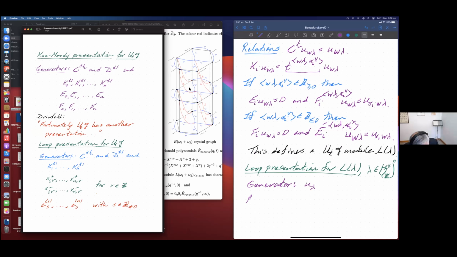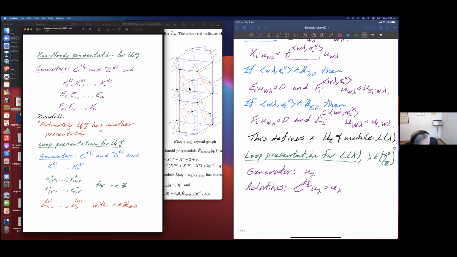Okay, so what are the relations for this module? So first of all, it's level 0. So that means that C acts on U lambda by the identity. And it's weight lambda, so that means that K_i U lambda is t to the m_i U lambda. Like you said, I'm taking lambda to be m_1 omega_1 plus m_n omega_n. So it's a weight vector with this specific eigenvalue determined by these numbers.